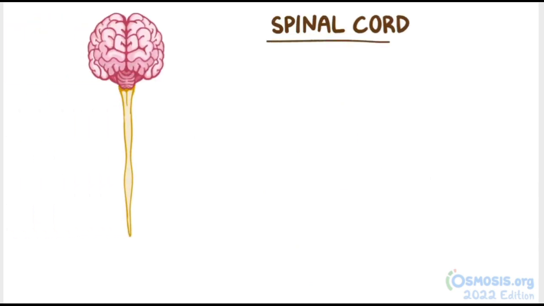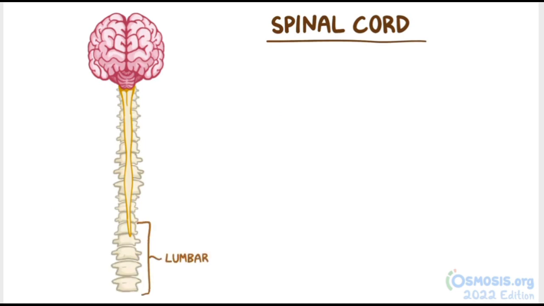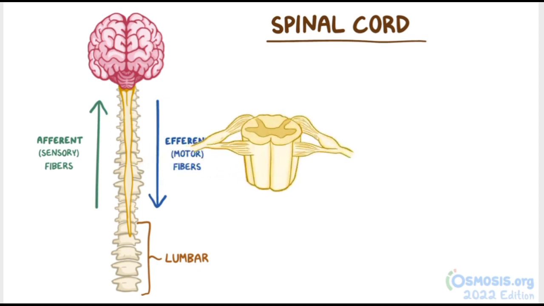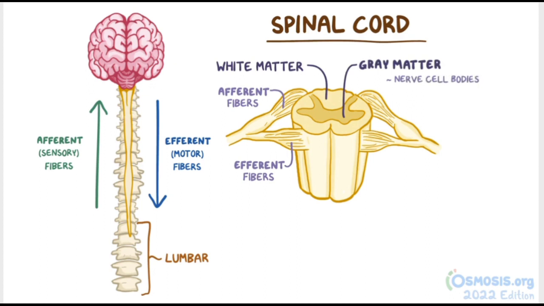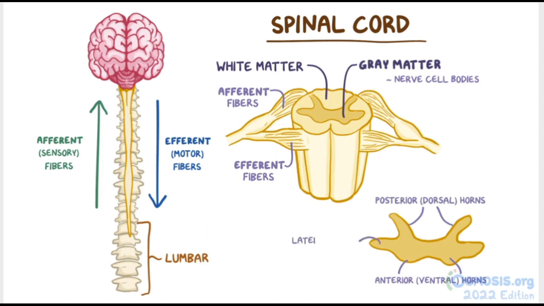The spinal cord is a long rod of nervous tissue that extends down from the brainstem to the lumbar region of the vertebral column. Information travels up the spinal cord through afferent or sensory fibers and down the spinal cord through efferent or motor fibers. If you take a cross-section of the spinal cord, there's white matter on the outside, and that contains the afferent and efferent fibers. And there's gray matter on the inside, and that contains the nerve cell bodies arranged in three gray columns, or horns, that look a bit like a butterfly when you put both sides together. The three pairs of gray horns are divided into anterior or ventral horns, posterior or dorsal horns, and lateral horns.